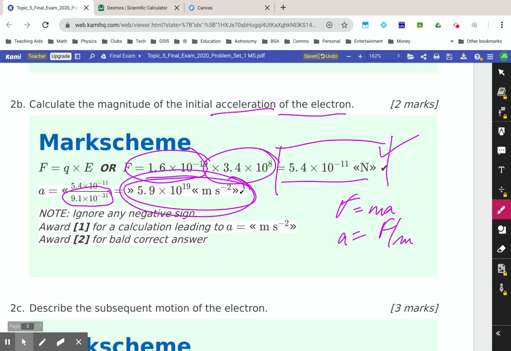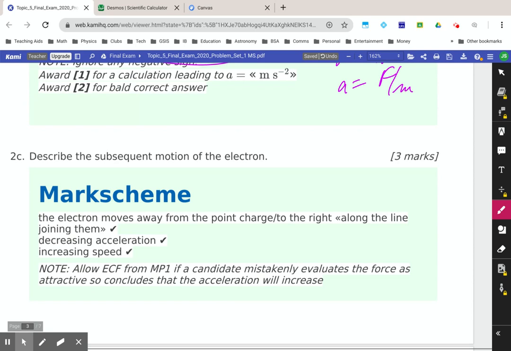Now, the acceleration means that the velocity increases. So the velocity will continue to increase while the acceleration decreases. So that's what we're looking for in the answer here. The electron moves away from the point charge to the right along the line. We have a decreasing acceleration, but an increasing speed. We have an acceleration, so that means our speed is increasing, a change in velocity. But the acceleration itself is a function of the distance, and so that will decrease.